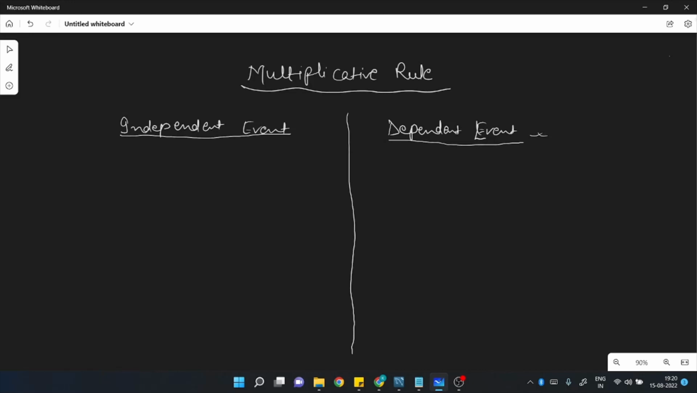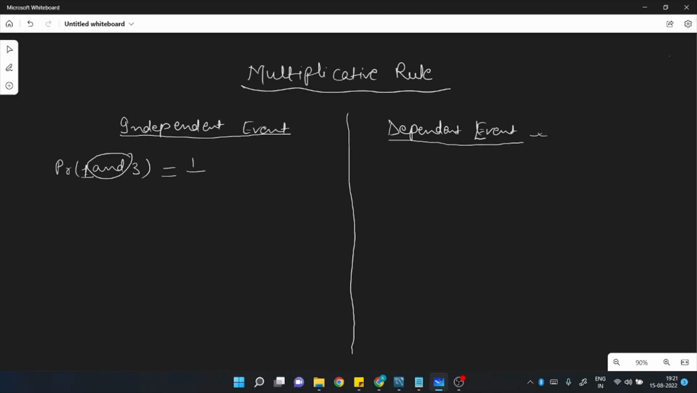Now, if I take one example for an independent event, that will be rolling a die. If I ask what is the probability of getting 1 and 3, notice here I am taking "and", because I am discussing the multiplicative rule, whereas while discussing the additive rule, I was always taking "or". So what will be the probability of getting 1 and 3 while rolling a die?